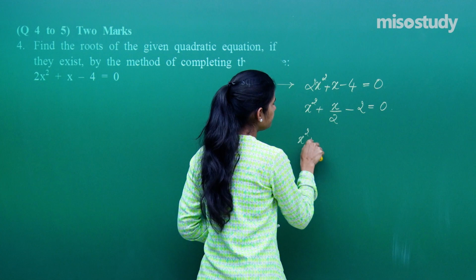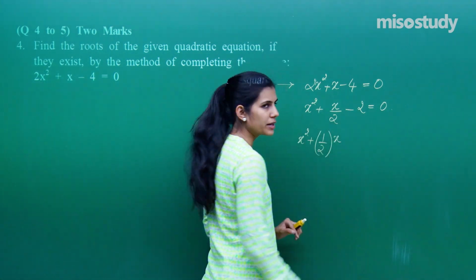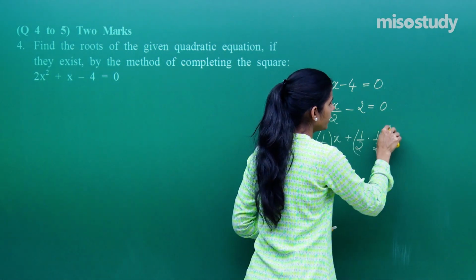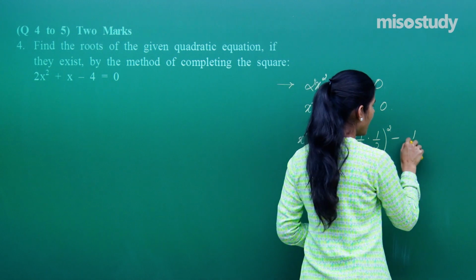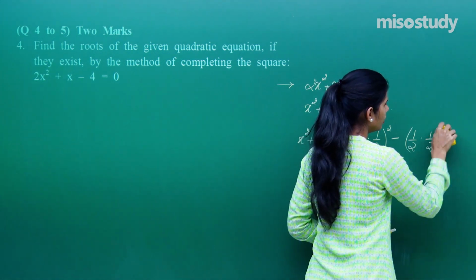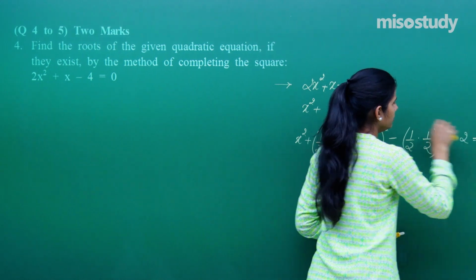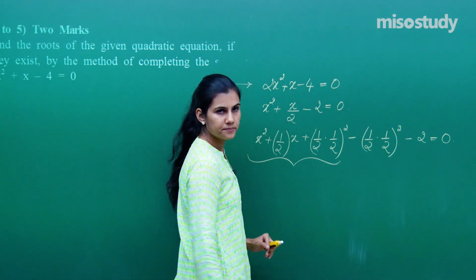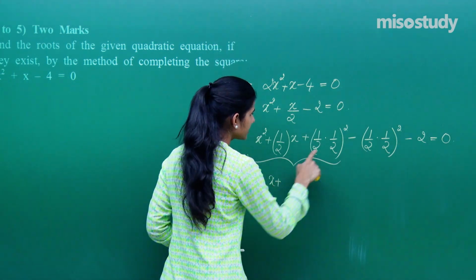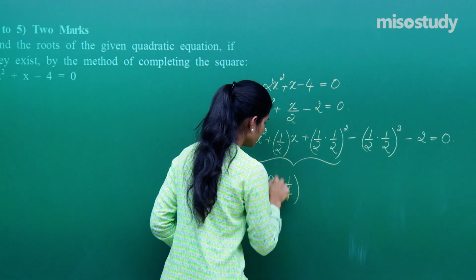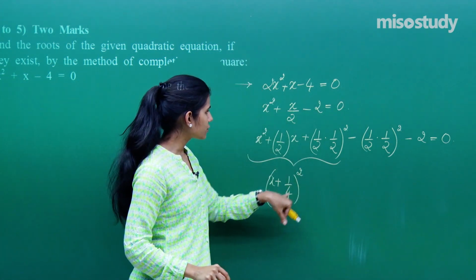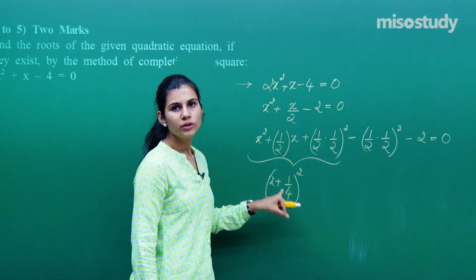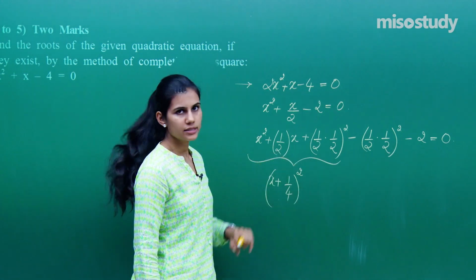Now you can see the coefficient of x is 1 by 2. So you add half of coefficient of x whole square and subtract half of coefficient of x whole square. You add and subtract the same thing. What does this become? This is x plus 1 by 4 whole square. You can check, it is x square plus 1 by 4 whole square plus 2ab, 2 into x into 1 by 4, 2 into x into 1 by 4 is x by 2, which is this.